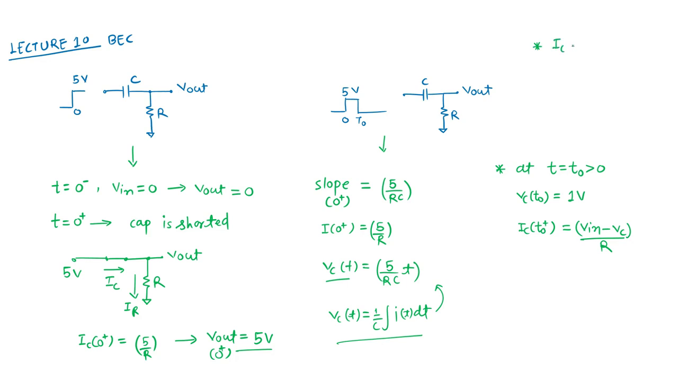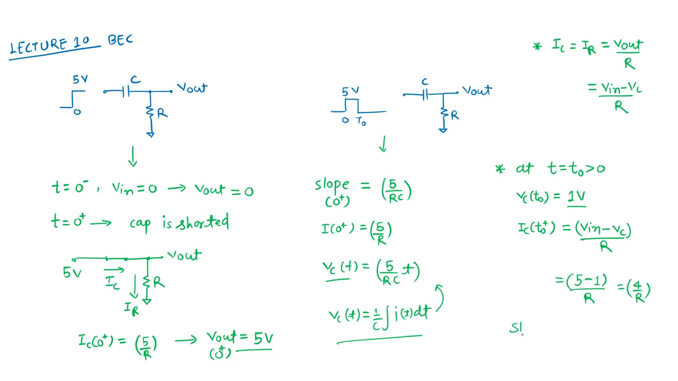For this circuit, IC, or I should say IR, the general expression of this current is V out by R. And V out we know is nothing but V in minus capacitor voltage. So the same thing I am writing here. V in at t equal to t naught positive is 5 volt, minus Vc, and Vc we have defined as 1 volt, divided by R. So actually this current has now decreased to 4 by R.